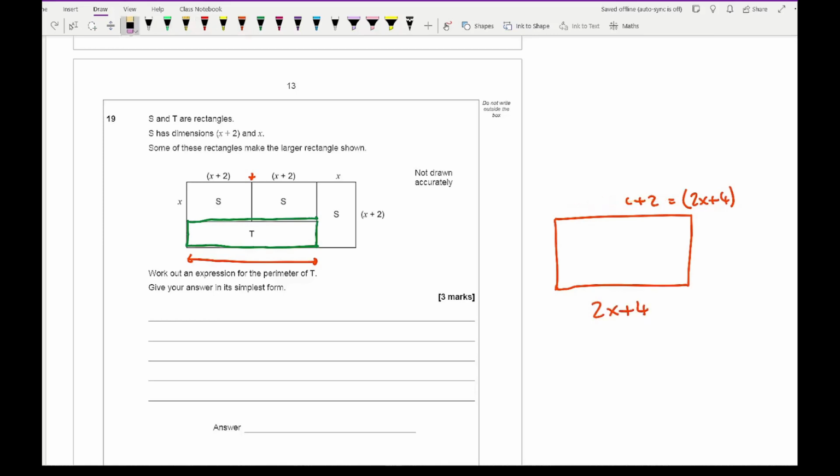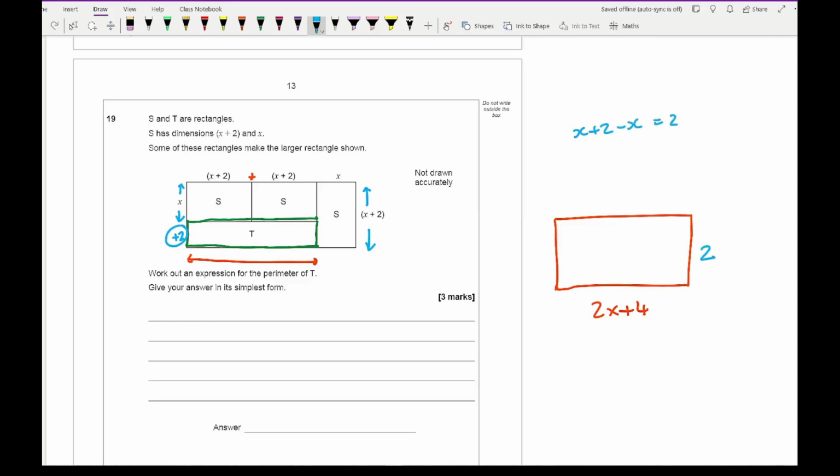Now for the width or the height of this, if this length here is x and this total length here is x plus 2, then this length here must be that plus 2 bit, because obviously if I do x plus 2 take away x, all I'm left with is 2.